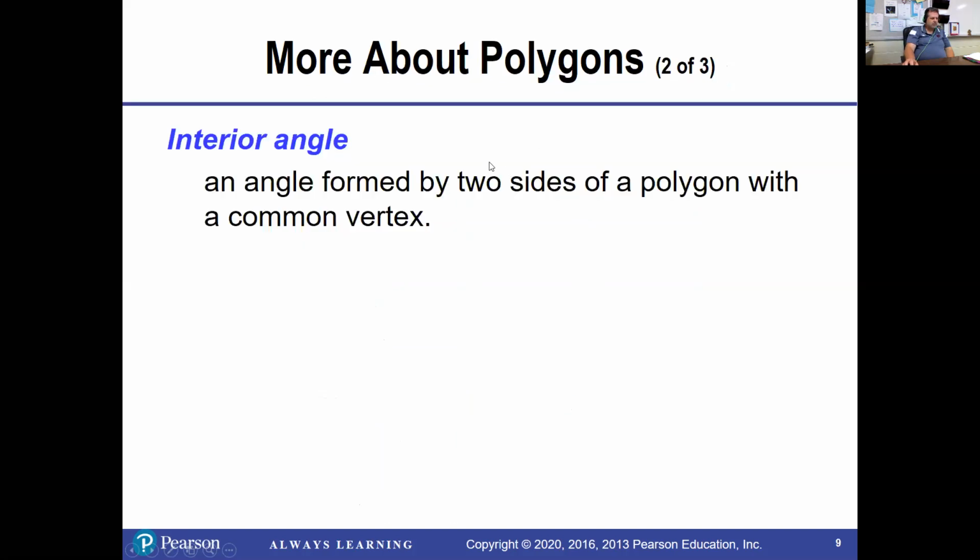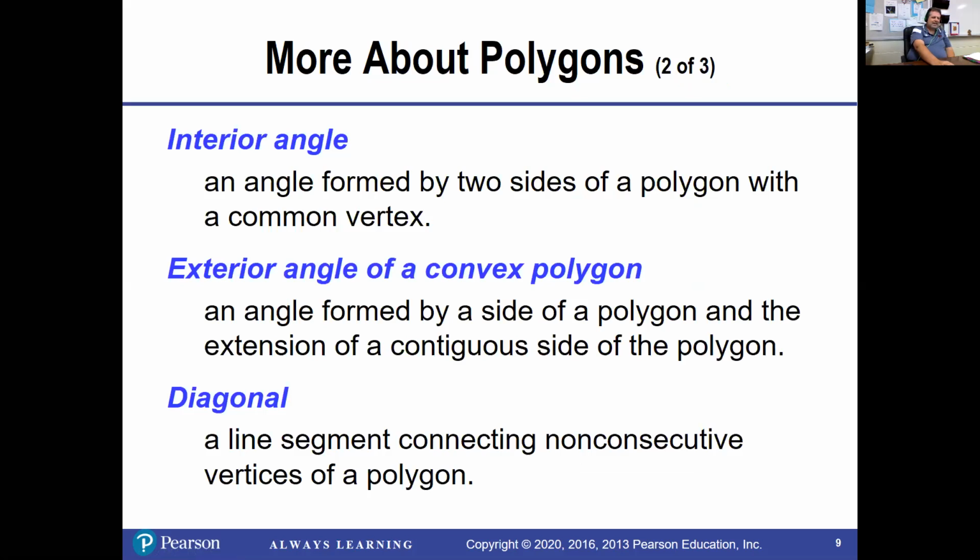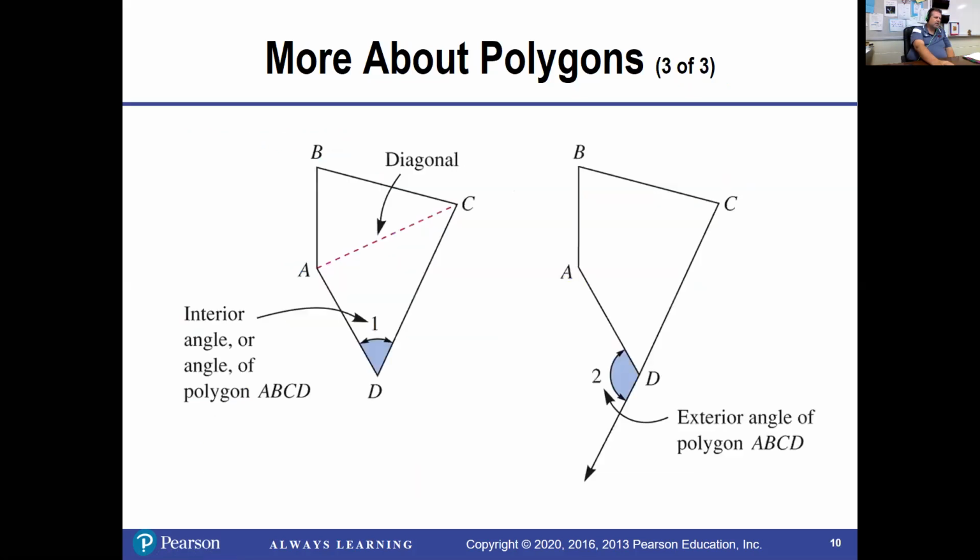All right, so interior angles, and we're going to show some pictures of this. In every polygon, you have interior angles, which is inside, made up of the angle of two rays that we looked at. It has a common vertex. We have an exterior angle of a convex polygon. And we have what's known as a diagonal. A diagonal goes through the polygon. So let me give you some perspective.